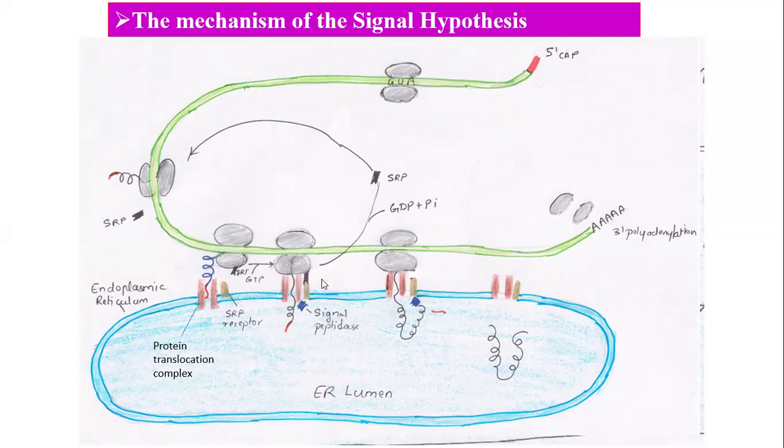Once the SRP is released, protein synthesis is resumed, and as the protein is synthesized, it will enter through the protein translocation complex into the lumen of endoplasmic reticulum, completing the protein synthesis process. So as the signal sequence enters into the lumen of endoplasmic reticulum, it is recognized by a specific signal peptidase that chops off the signal sequence, and then the mature polypeptide chain will undergo folding to form the final structure.